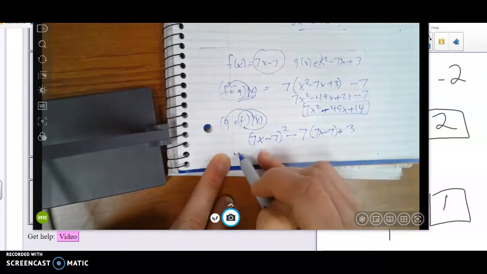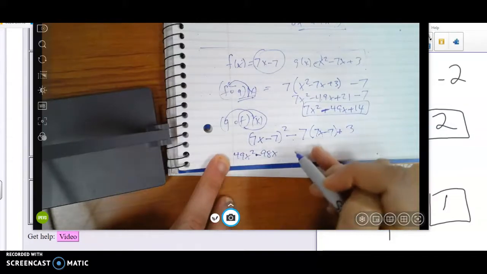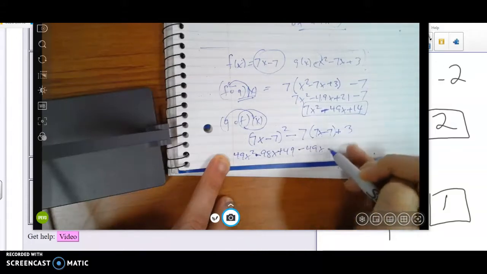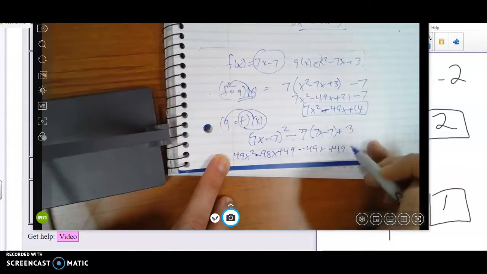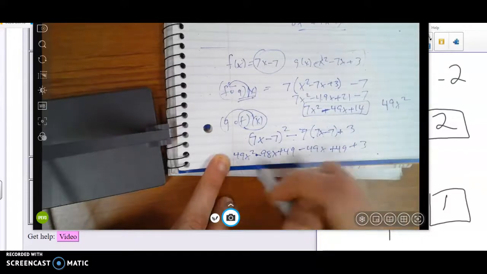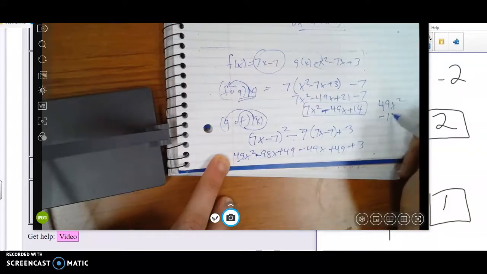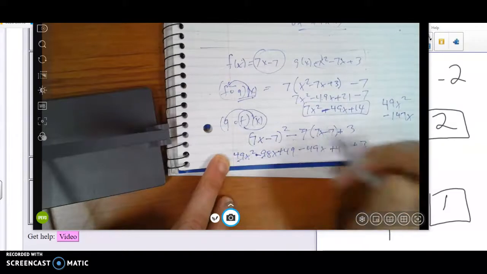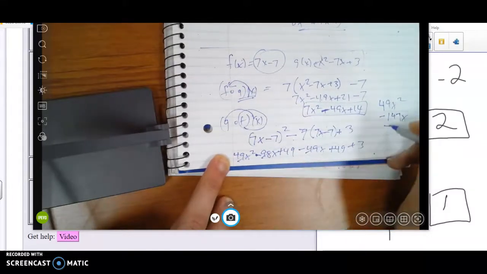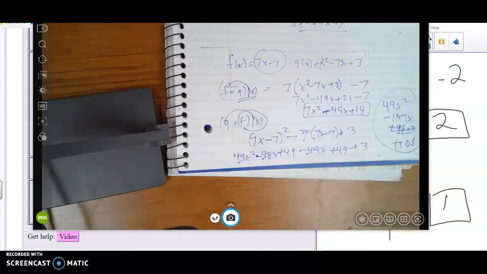So we have to multiply that out. It's going to be 49x squared minus 49x minus 98x plus 49 minus 49x plus 49, because you have to multiply this out, okay, plus 3. So we simplify that all together, and we should get 49x squared. Now we have minus 98x minus 49x. That's going to be minus 147x, okay. Then we have plus 49, which is plus 98 plus 3. We simplify that to plus 101. Okay, so that's our final answer right there.